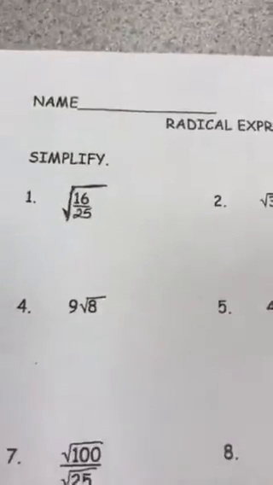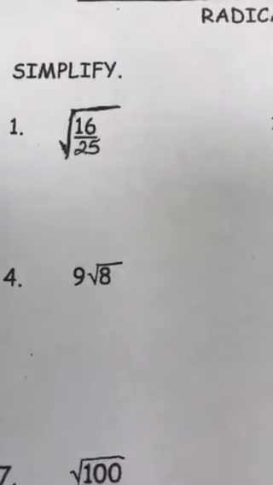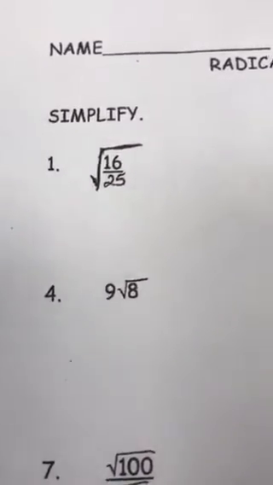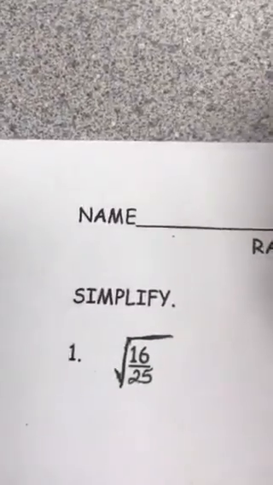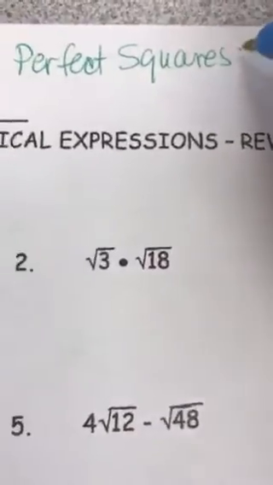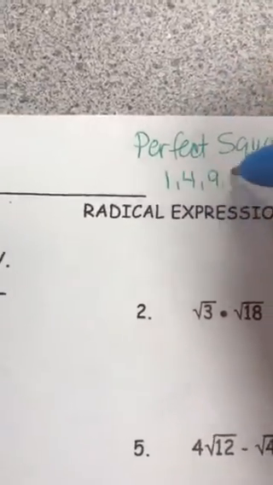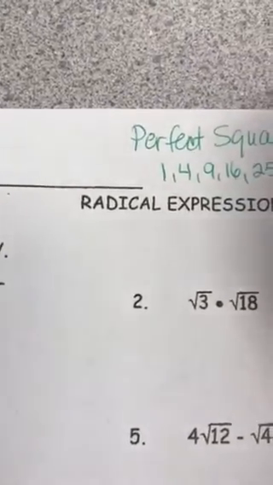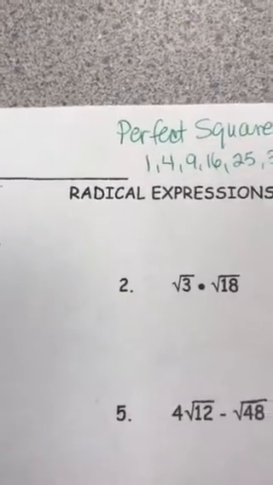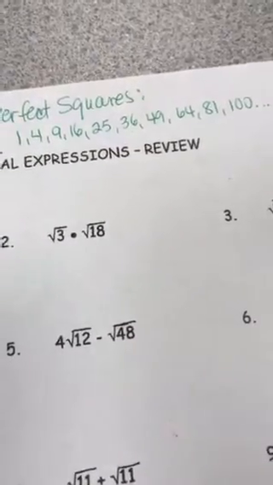The first question is root 16 over root 25. So when I look at that, I see it's a division problem. So what I'm going to do, remember, we need our perfect squares. So if you want to write those at the top, let's go ahead and do that right now. It's good to write them down. That way you can just look quickly and see what the perfect squares are. Hopefully you are learning what they are at this point. All right, so there they are.